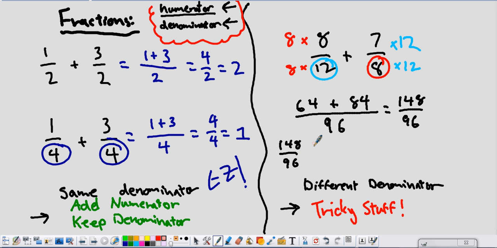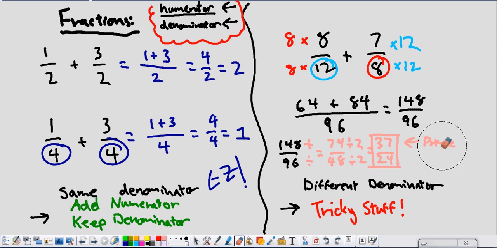If I simplify by dividing by the smallest number possible, which is what? 2. 148 divided by 2 equals 74 over 48. I divide by 2 again, solely because they're even numbers. That gives you 37 over 24. And that actually is your answer, 37 over 24. 37 is prime, so I can't simplify anymore.